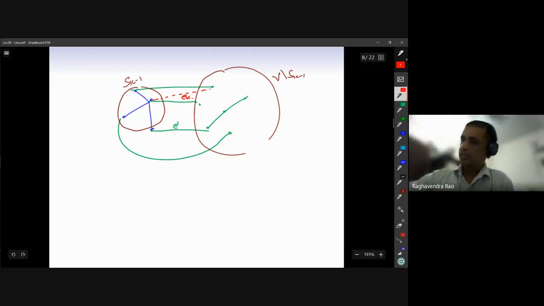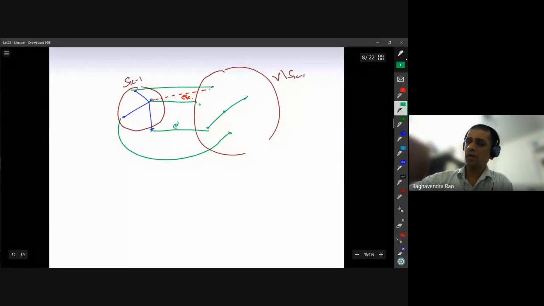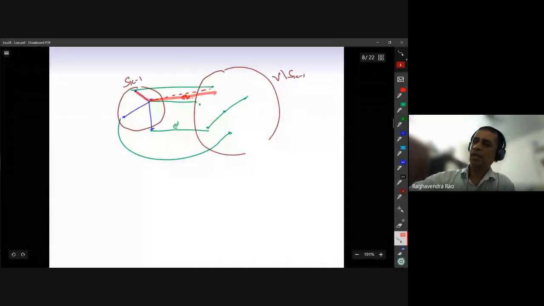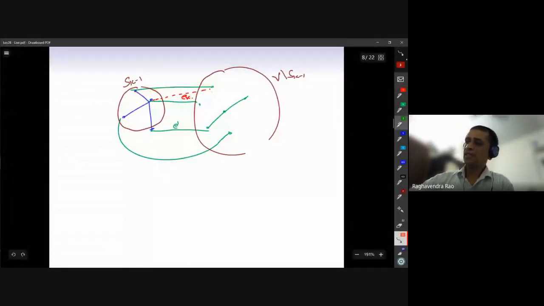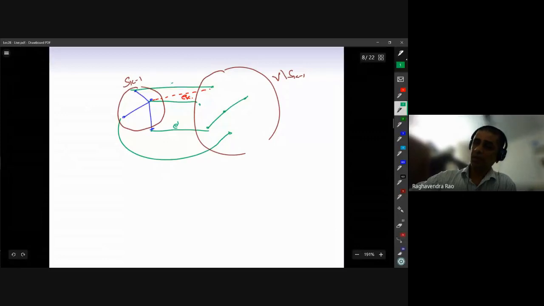But the point is, since what we have is a cycle, it has to go from one component to the other, right? We know that it contains Ek. That means it has to come back. Suppose the cycle started at this node. It uses Ek to go from Sk minus 1 to V minus Sk minus 1. It has to come back somehow, right? It can go back and forth multiple times, nevertheless, it has to come back at least once. So let's call this edge E double prime.